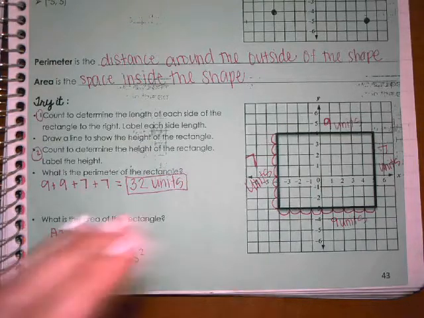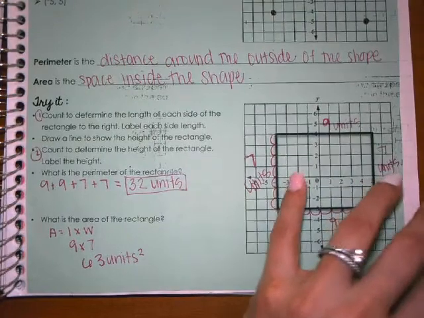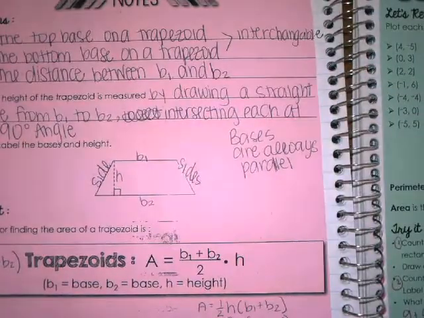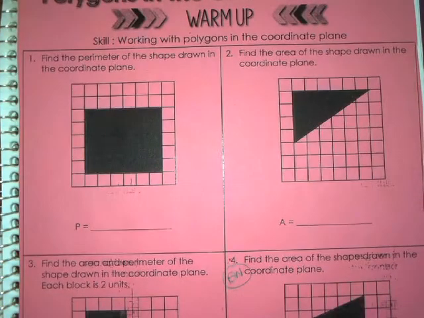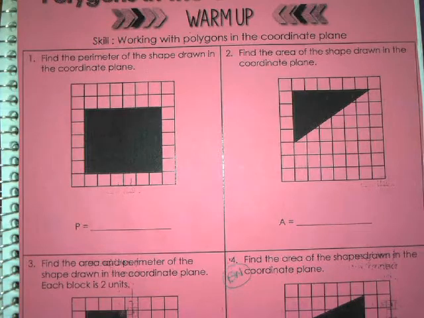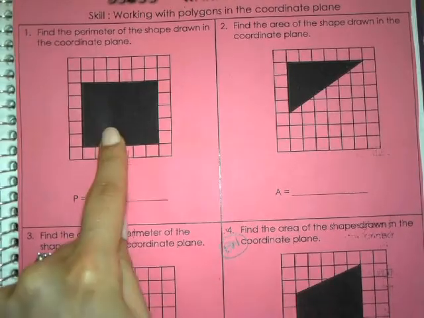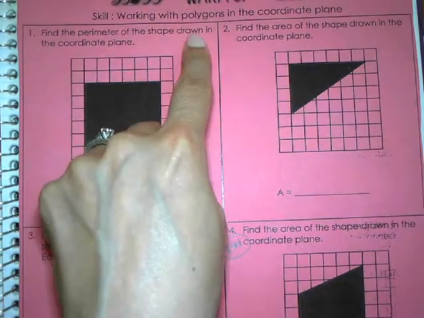Okay, let's flip to our next page. Let's actually go to the pink page first because this is what we're just working on. Right here, I want to find the perimeter of the shape drawn in the coordinate plane. So we have our shape.